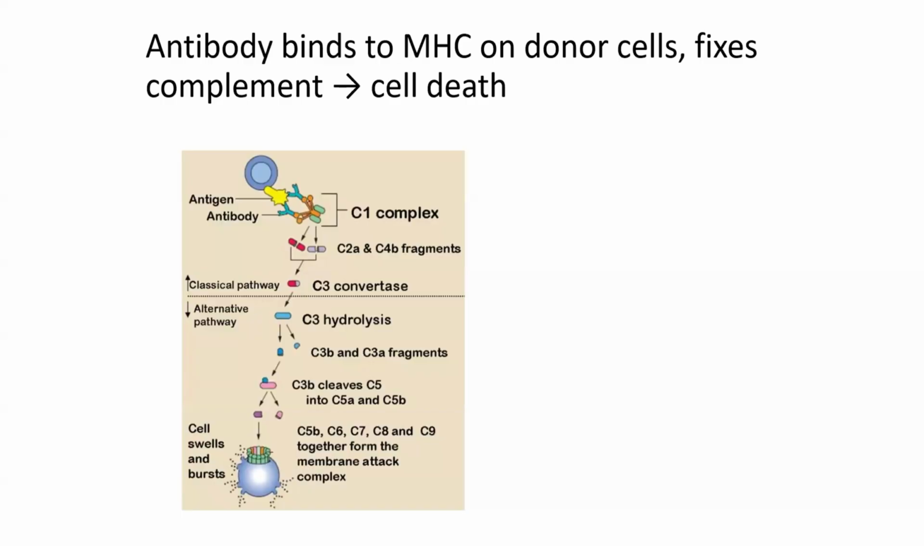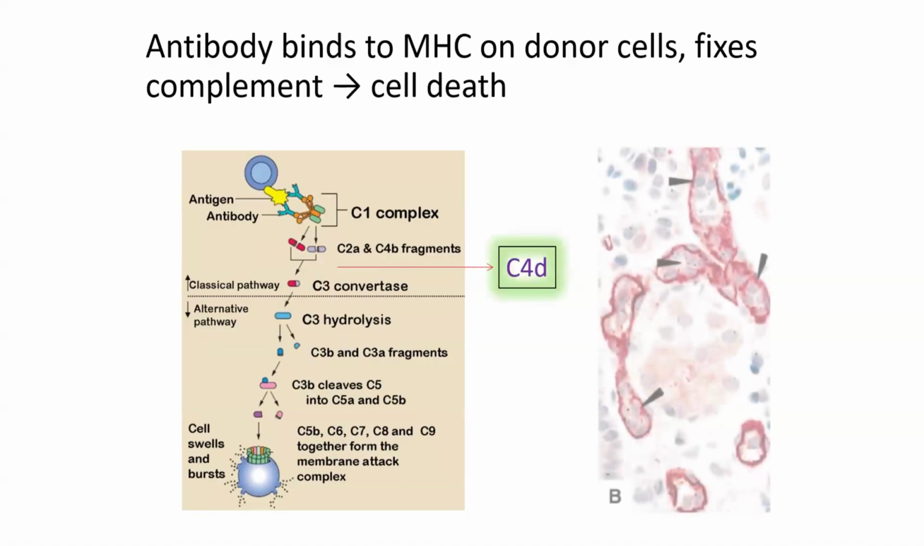I'm not going to go over the whole complement cascade. It's long and complicated, but for your boards, when on transplant biopsies we stain for C4d, on regular kidney biopsies we stain for C3b. Both are complement fragments. Both are involved in activation of what's called the classical complement pathway. And so that is how antibodies destroy cells. That is complement dependent cell destruction.